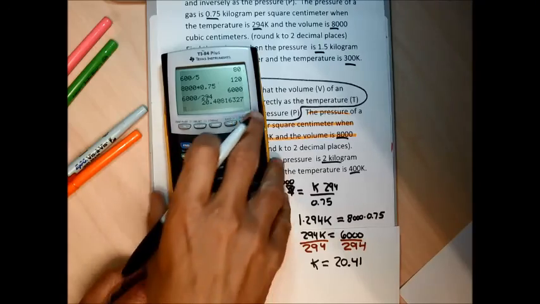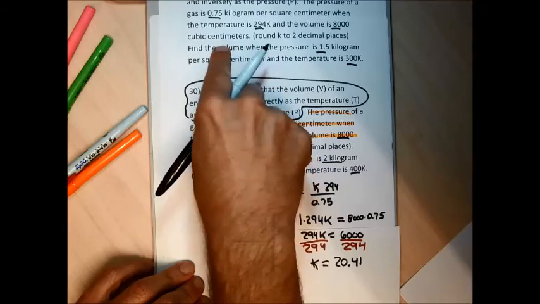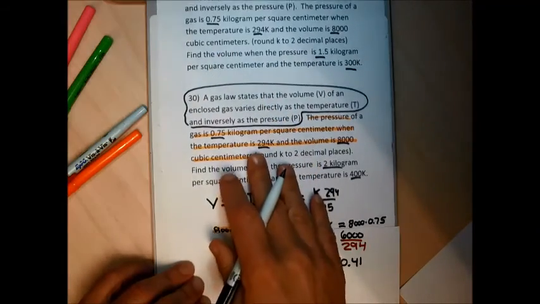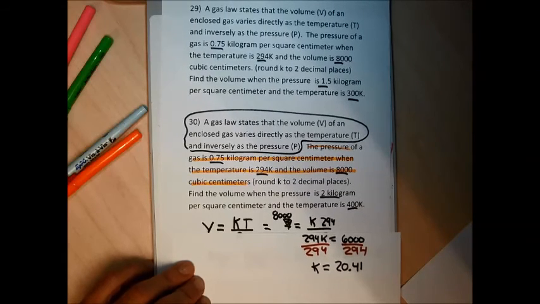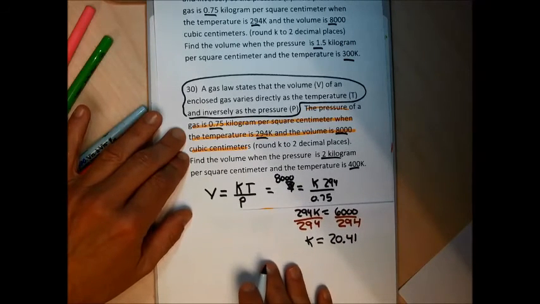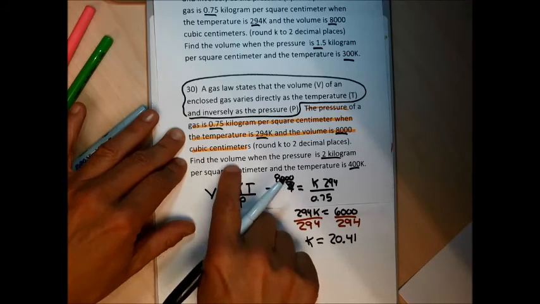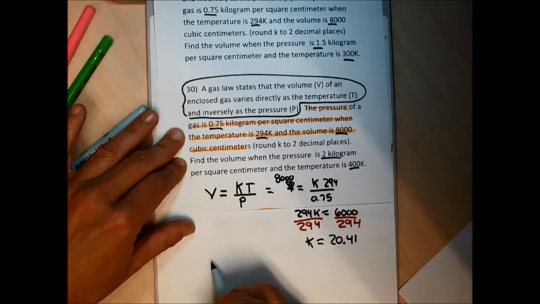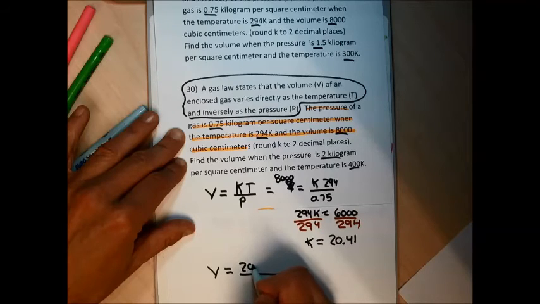When you go to do your problem 29, because up until the last sentence the words are exactly the same, all this part's going to be the same. To finish up my problem, I go to the last sentence. I have this equation that I need to work with. I have the number k that I need to work with. And it says find the volume, so I'm going to try to solve for v. So in the last sentence, I'm going to leave the v alone. I'm going to write my equal sign. In for the k, I'm going to put 20.41.